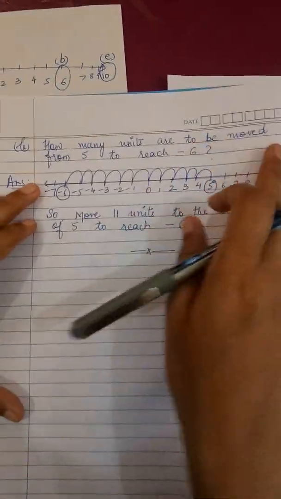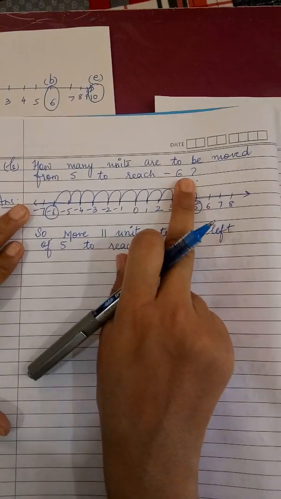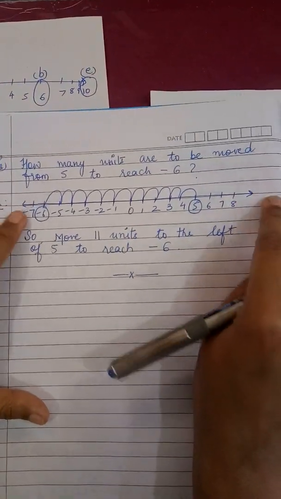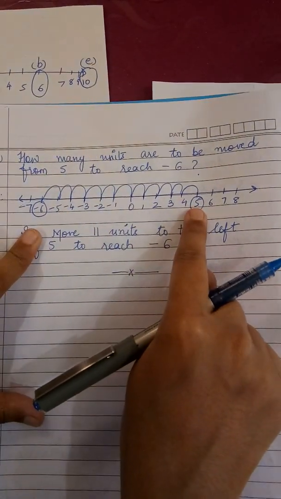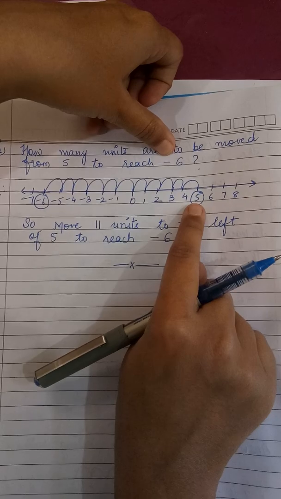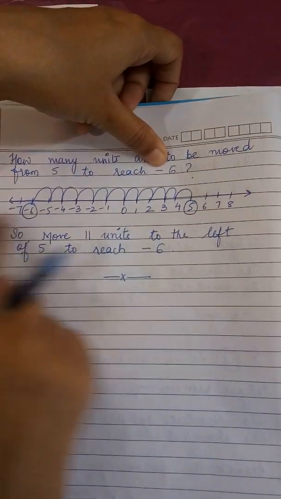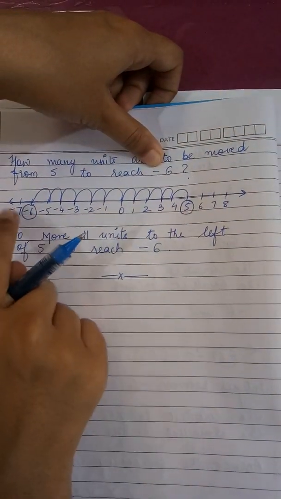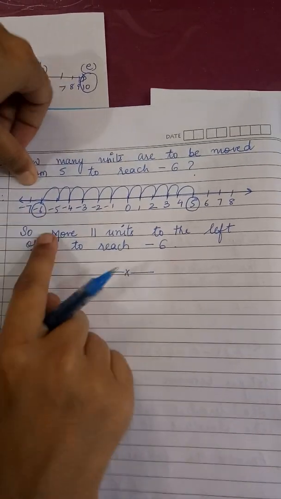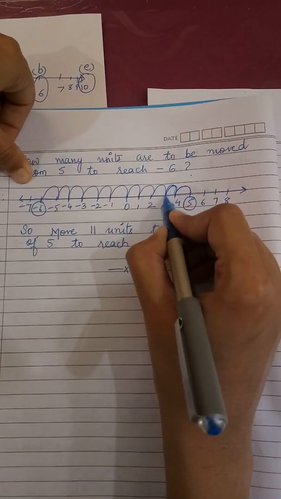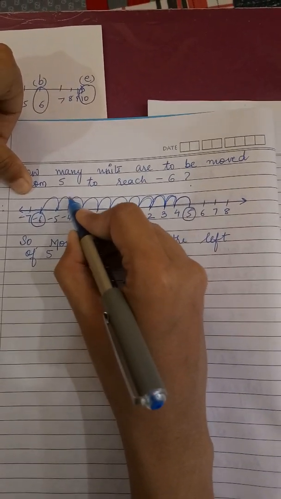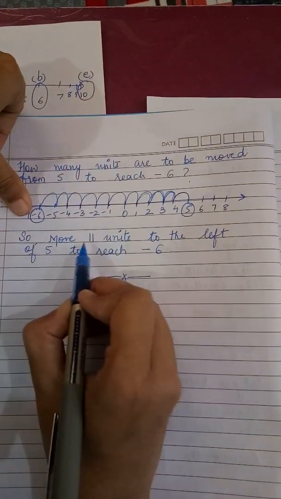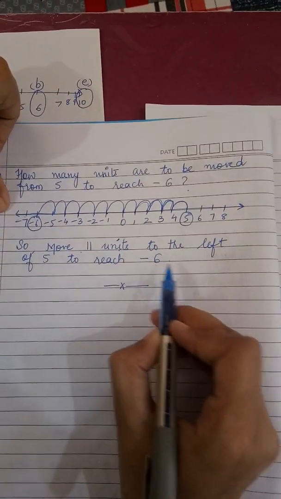Now let's move to this B part. How many units are to be moved from 5 to reach minus 6? Now the number line has to be drawn. After that, label it, and then we have to move from 5 to minus 6. Minus sign is there, that means we have to go to the negative. That means we have to go to the left side, and to the left side we have to move to minus 6. So I am going to count 1, 2, 3, 4, 5, 6, 7, 8, 9, 10, 11. So after moving 11 units to the left of 5, we are reaching minus 6.